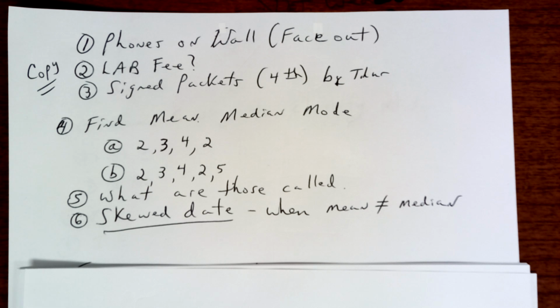Find the mean, median, mode, and range. What are these called? They're called the measures of central tendency. Now let's take a look at number 4A.